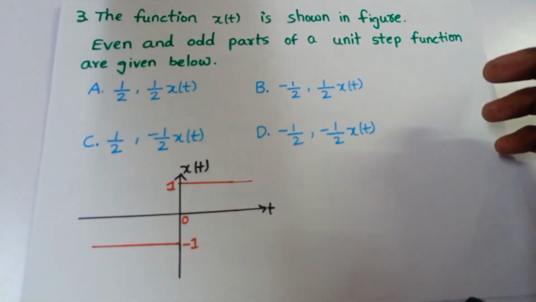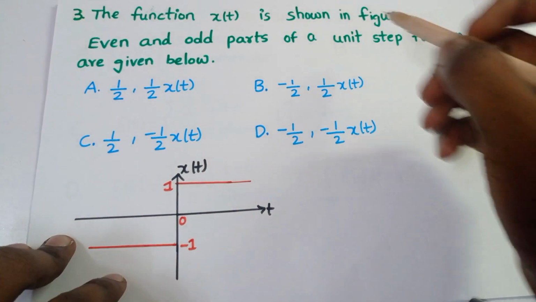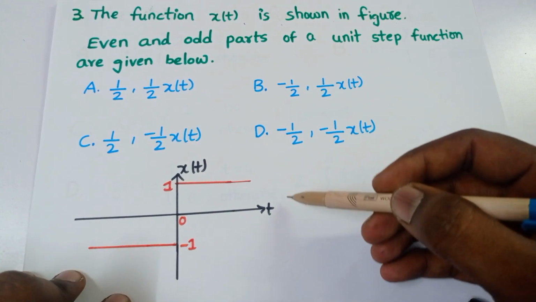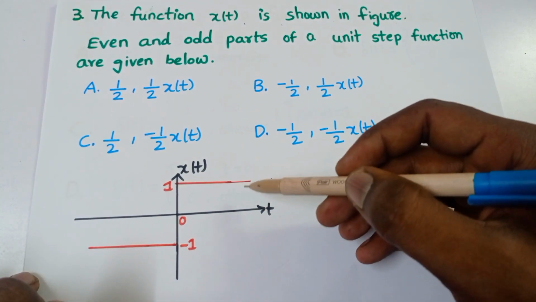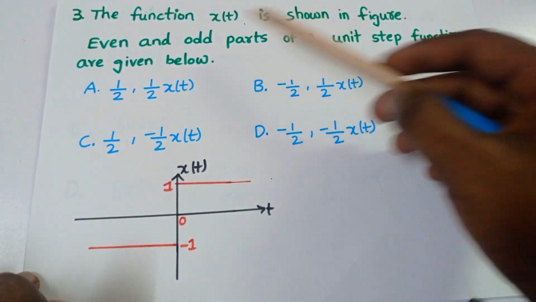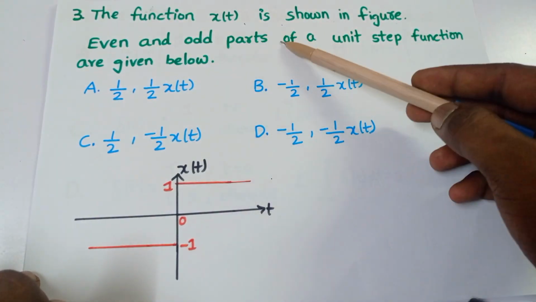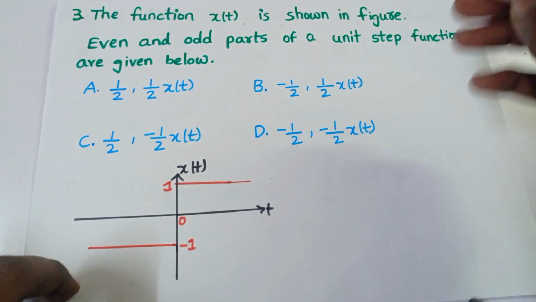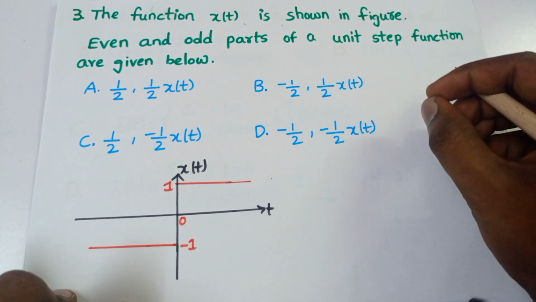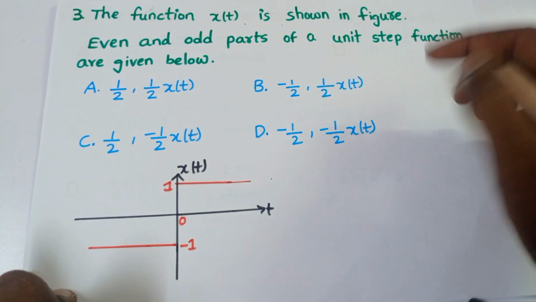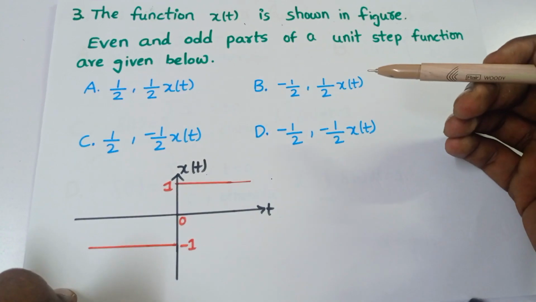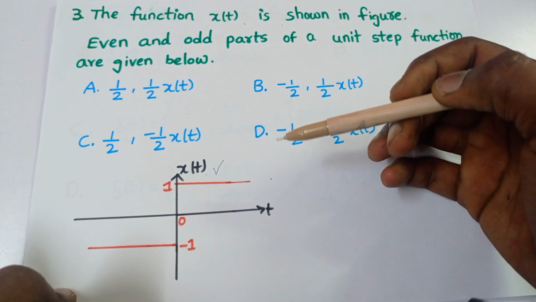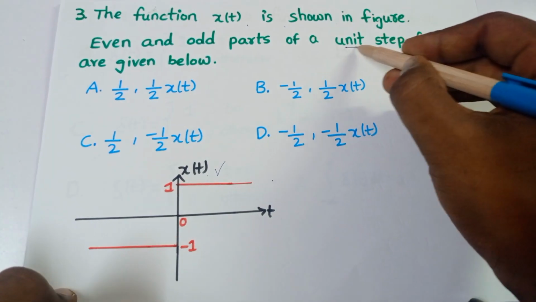Moving to the next question: the function x of t is shown in the figure. Here they have already shown the function x of t. It is a signum function. We need to find the even and odd parts of the unit step function. That means we need to find the even and odd parts of the unit step function as a function of the signum function. Here our reference signal is the signum function. We need to find the even and odd parts for the unit step function.